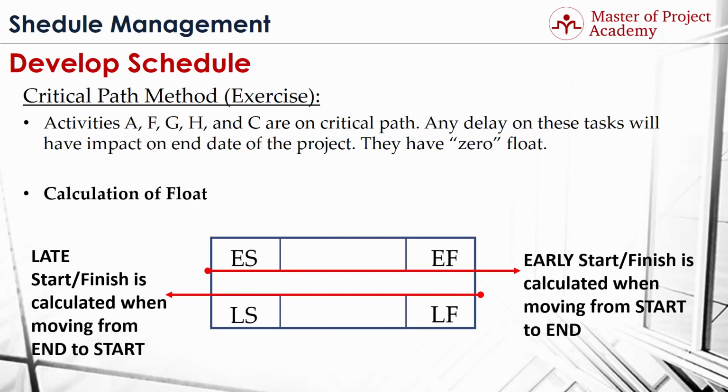Now we will calculate the float of activity E. And here, if you remind the calculation of float, when we were calculating the early start and early finish values, we were moving from start point to the end point of a network diagram. And when we were calculating the late start and late finish values, we were starting from the end point of the network diagram and moving towards the start point of the network diagram.